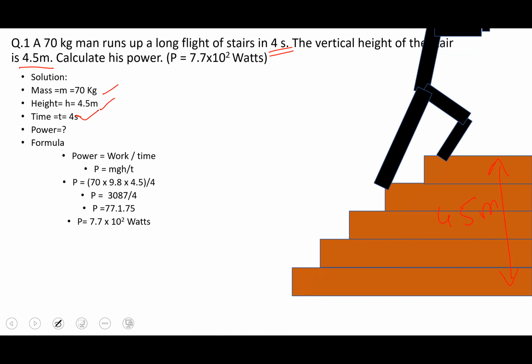The formula which we have is work done over time. Instead of work done, we can say the potential energy attained by that man, which is equal to mgh, where m is the mass, g is the gravitational acceleration, which is 9.8, and h is the height of the stairs. So 70 is the mass, 9.8 is the value of g, and 4.5 is the height, divided by time in which he reached up the stairs. So the total amount of mgh was equal to 3087 divided by time, which is 4. So our answer basically comes to 771.